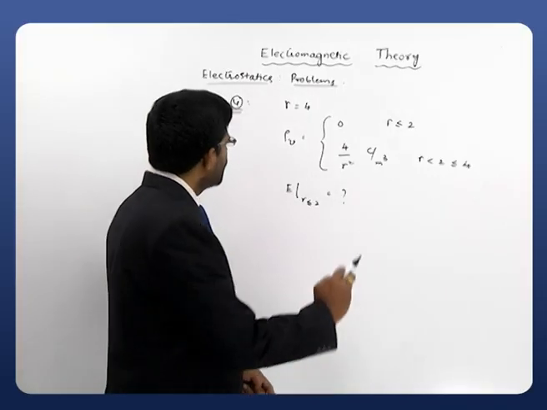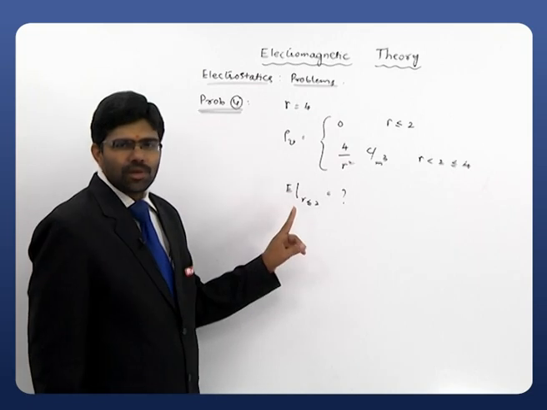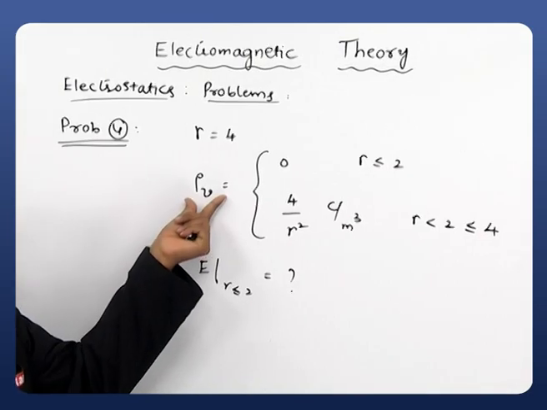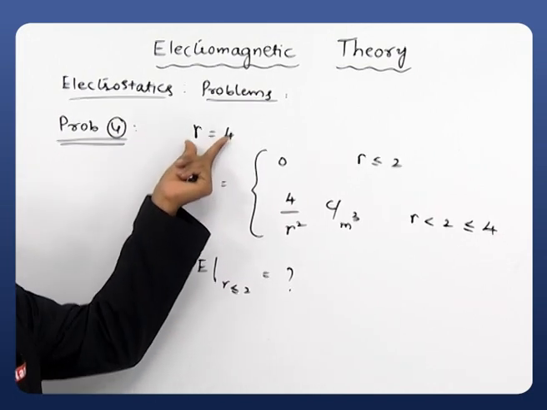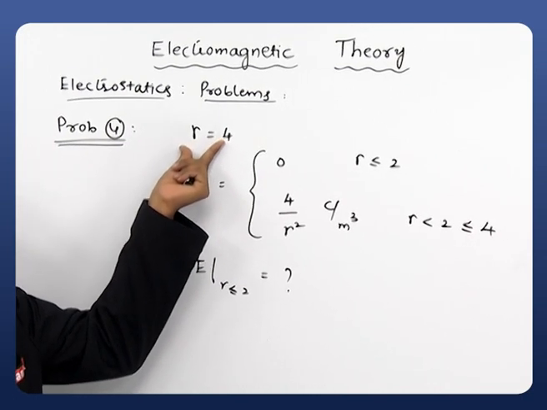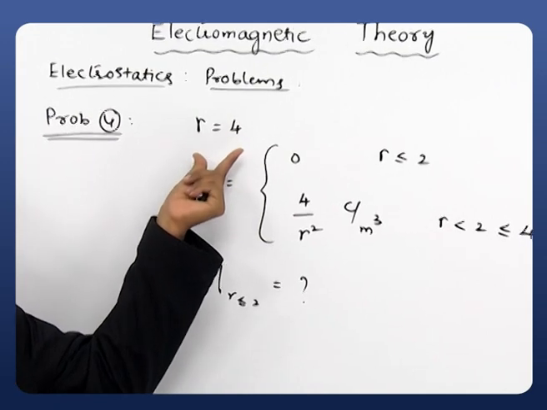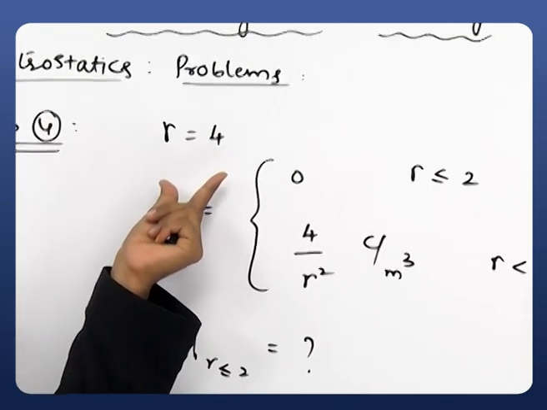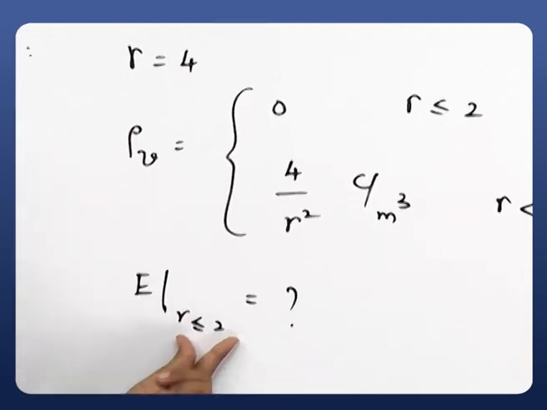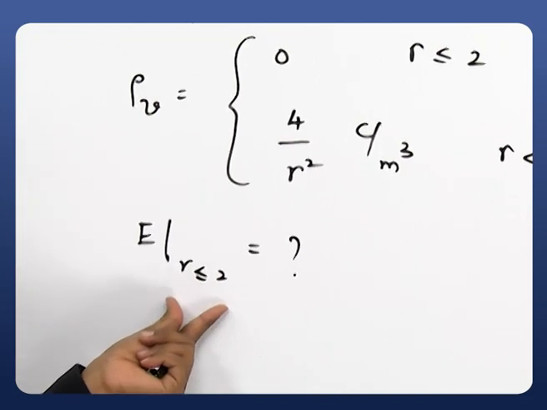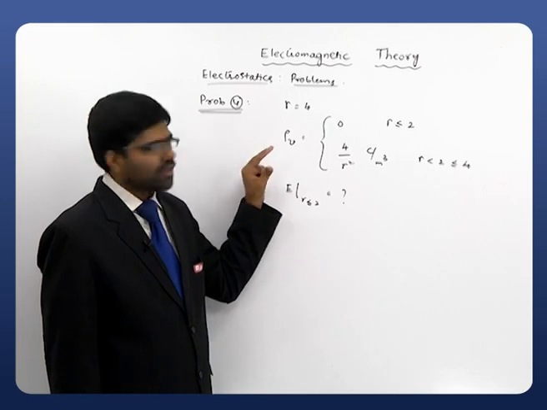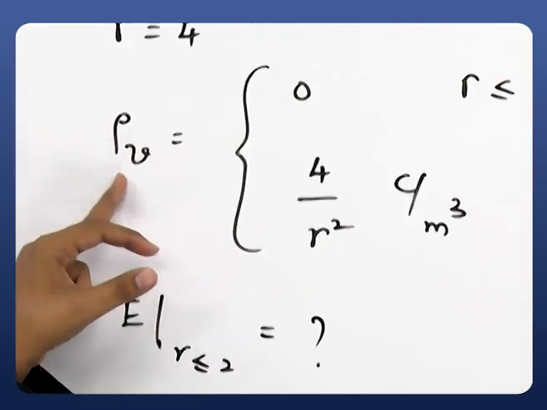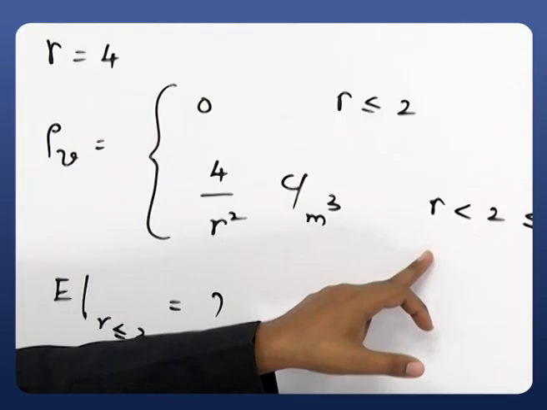Solution. Let us observe, as per the problem given, the volume charge density was defined for a shell. The shell has a radius of r equals 4. Now we need to calculate the electric field intensity for r less than or equal to 2. Initially we will try to interpret how the spherical shell is. The spherical shell has two different types of volume charge density distributions.